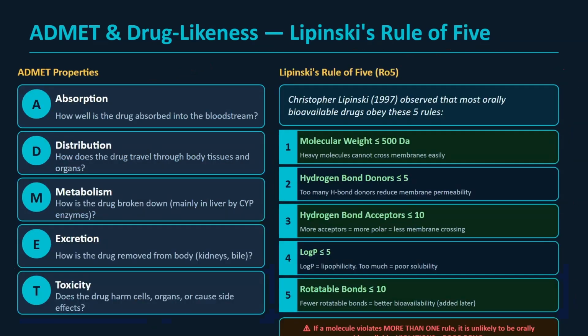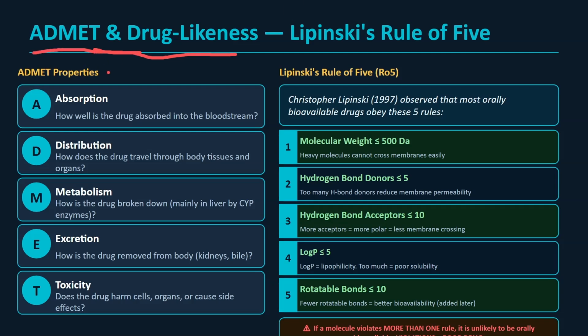So once we identify a good drug candidate through docking, we need to check if it can actually work as a drug molecule or not. So they have to work inside the human body. That's why it is important to check the ADMET and drug-likeness properties.